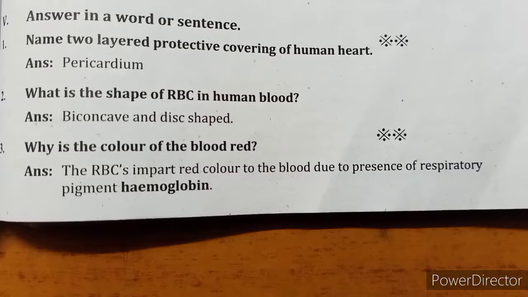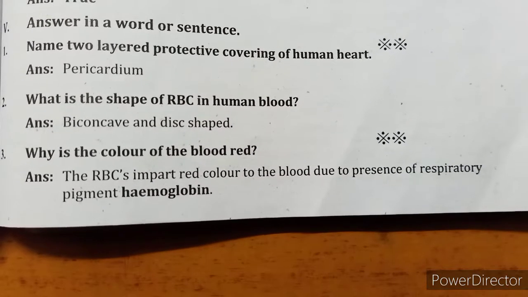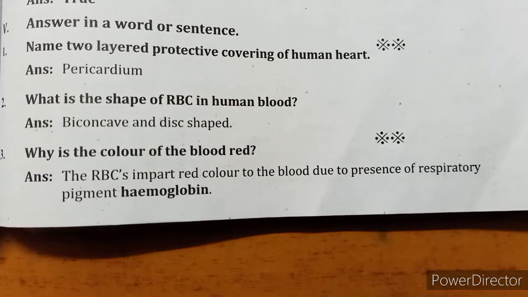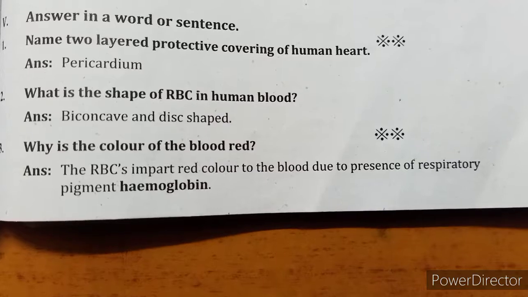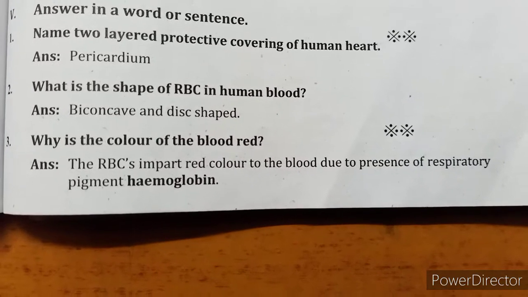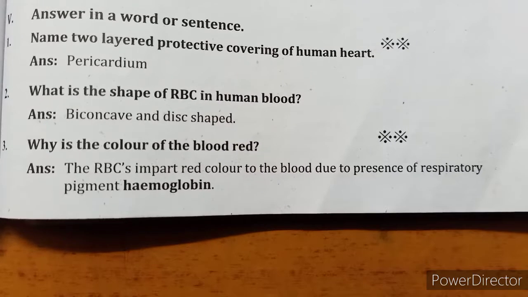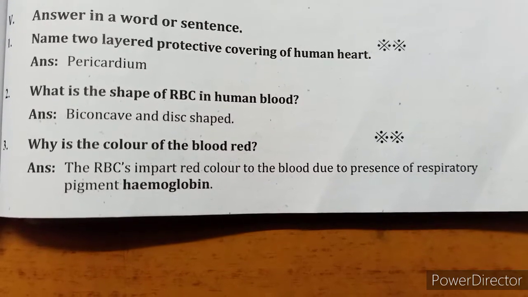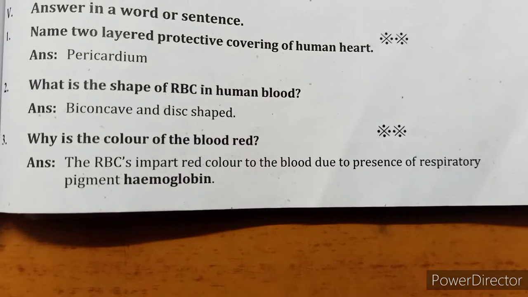Answer in a word or sentence. Name two layered protective covering of human heart. Pericardium. What is the shape of RBC in human blood? Biconcave and disc shaped. Why is the color of the blood red? The RBCs impart red color to the blood due to the presence of respiratory pigment hemoglobin.